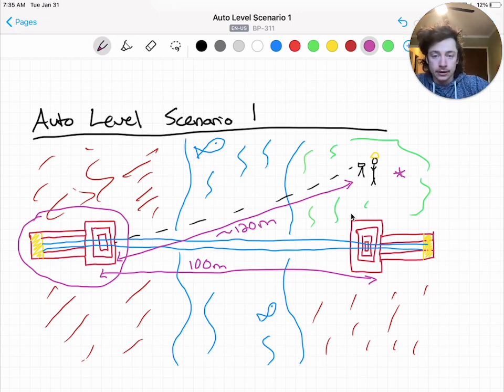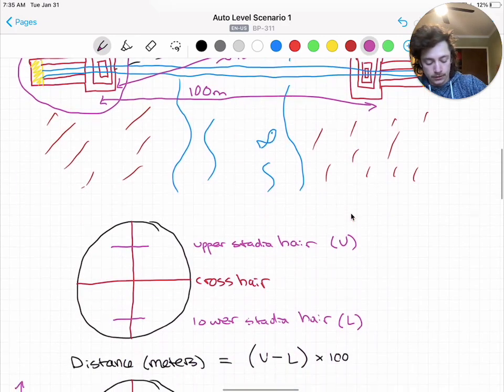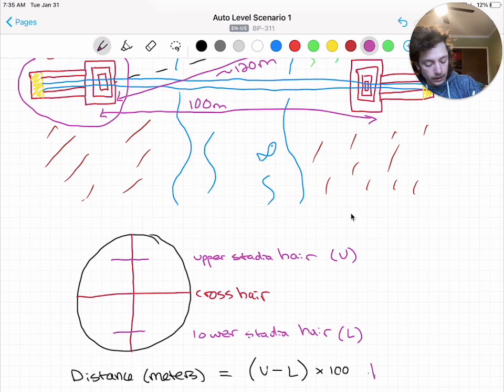Now, using this, we can reverse the auto level horizontal distance formula here: the upper minus the lower stadia hair times 100 equals the distance in meters that you are away from the object you're sighting. And to achieve a 120 meter distance, you must see a differential between the upper and lower stadia hairs of 1.2 meters. This is almost 4 feet.